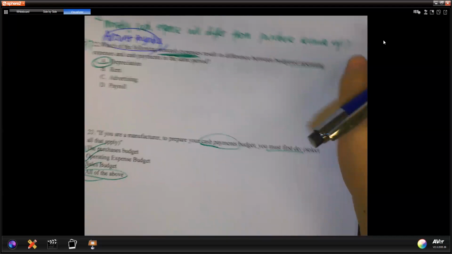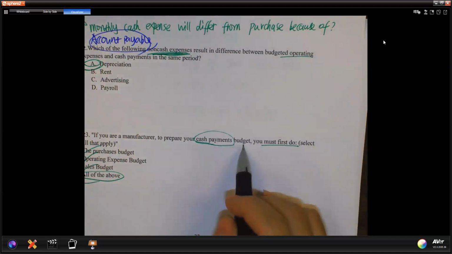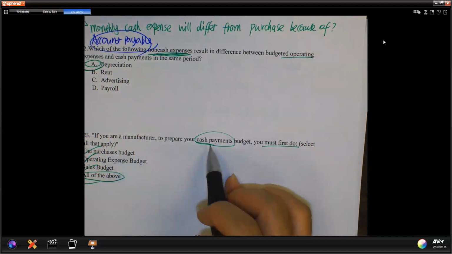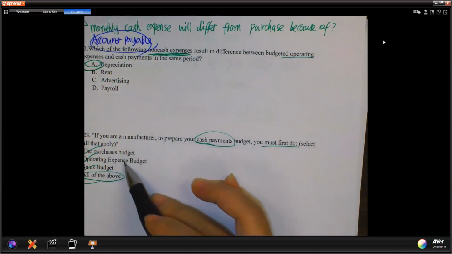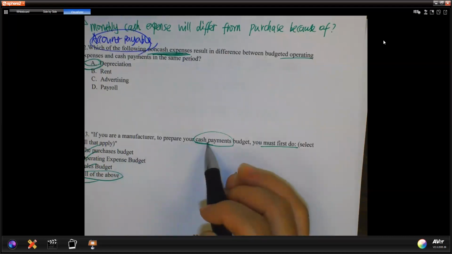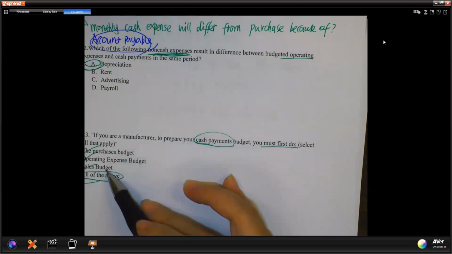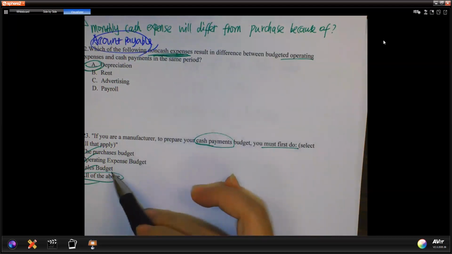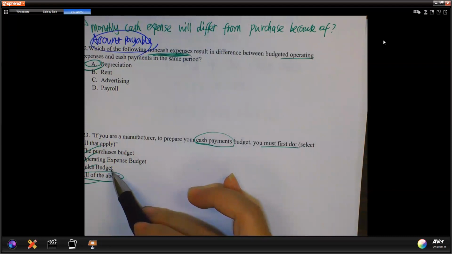Question 23 said, if you want to get your cash payment budget, what do you have to do? You have to do all of this. Remember, you have to do purchase budget, so you can know how many you have to purchase, then you can make a cash payment. Operating expenditure, that's also a thing. All of your CEO salary, those kinds of things. Sales expense you have to pay with money. So those are the things you need to get your cash payment budget. I'm not really sure. Sales budget, yeah, sales budget. You also need the sales budget.